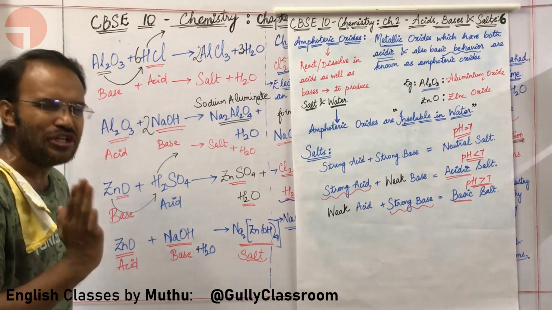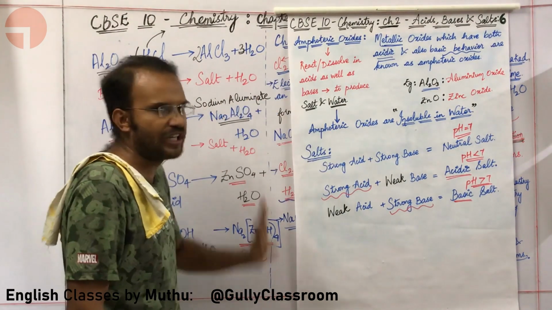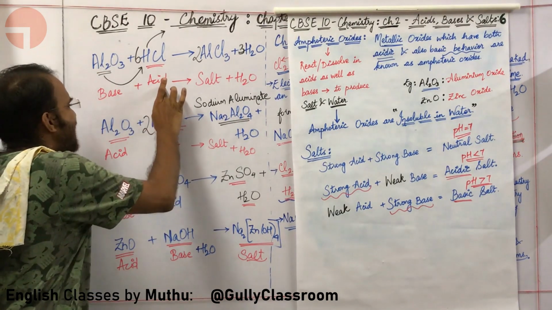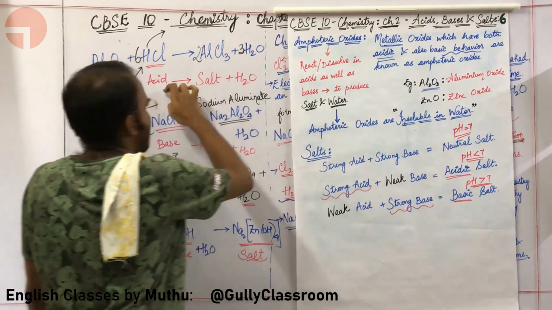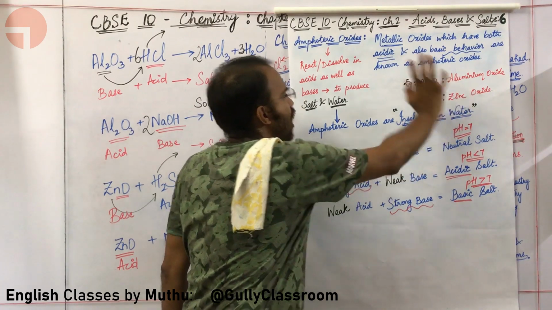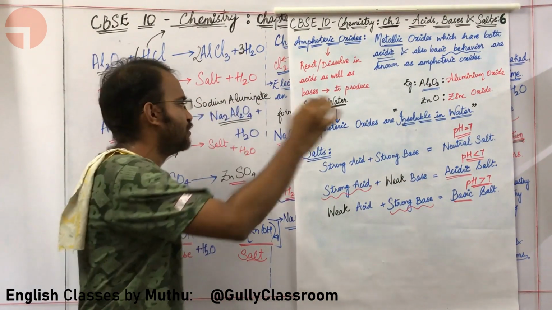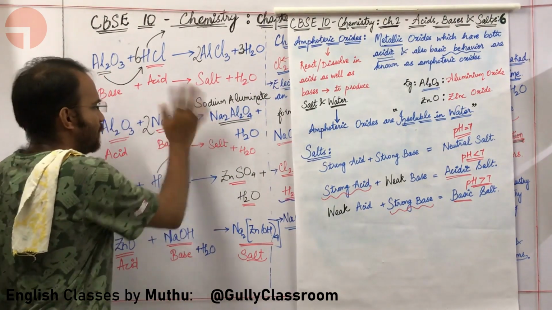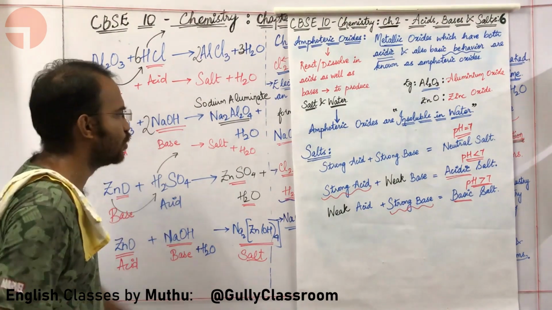Zinc oxide is also a good example of amphoteric oxides. Amphoteric oxides can react and dissolve in both acids and bases, but amphoteric oxides are not soluble in water. Amphoteric oxides are insoluble in water. Are you comfortable with what amphoteric oxides are? Are you comfortable with my examples? Can I rub this off? Yeah, cheers. Now let us look at salts.